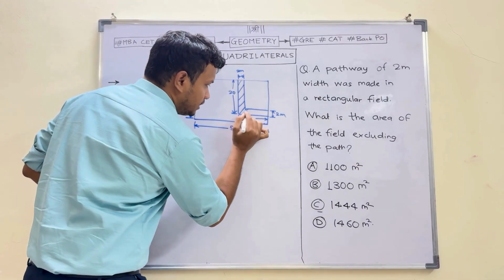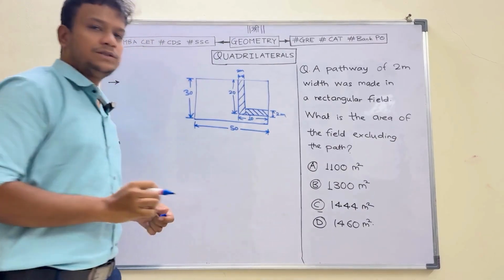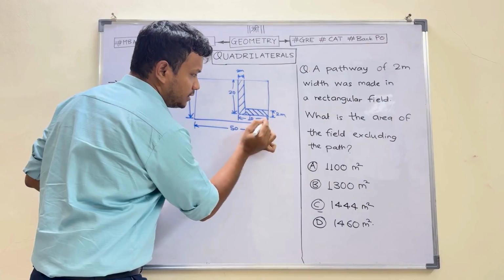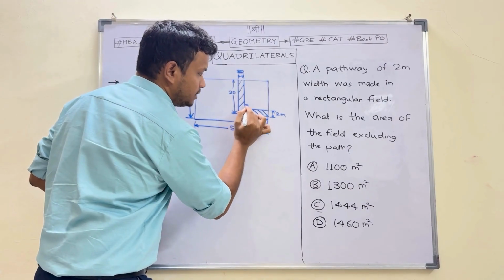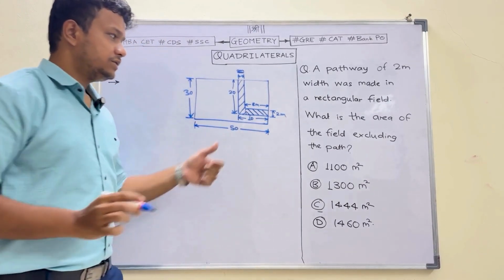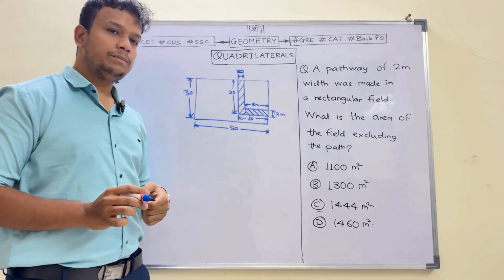We can see another rectangle here. What is the dimension of that? So my total length from this point to this point is 10 meters. So if I subtract 2 meters width from there, this dimension would be 8 meters, correct? So the second rectangle has dimensions 8 meters length and 2 meters breadth.